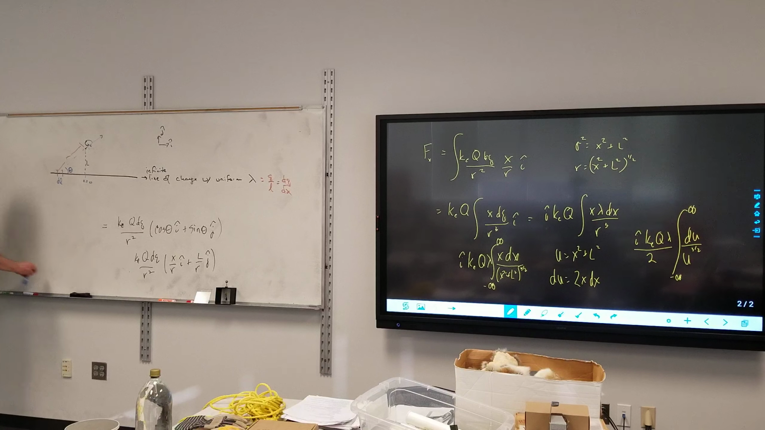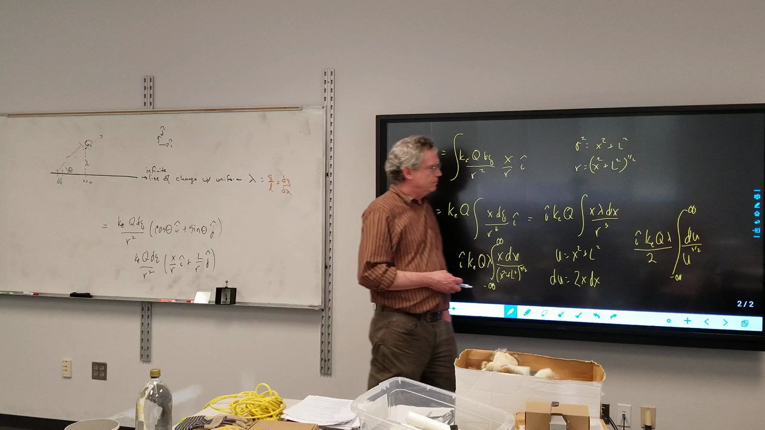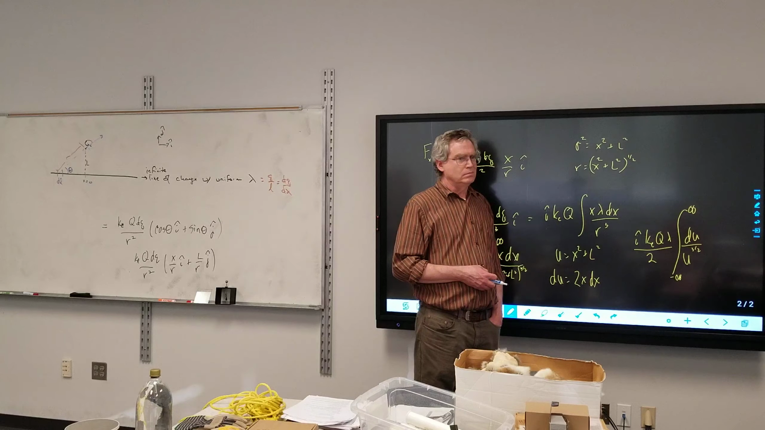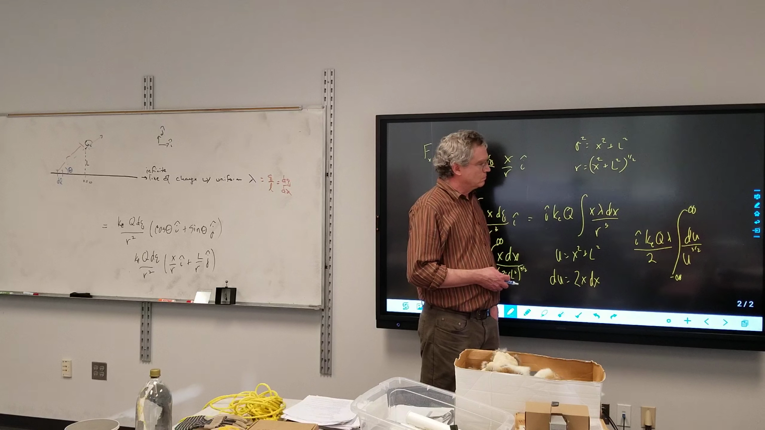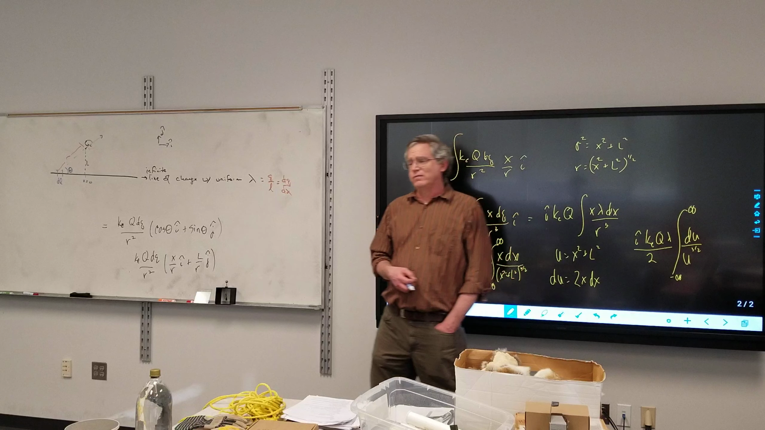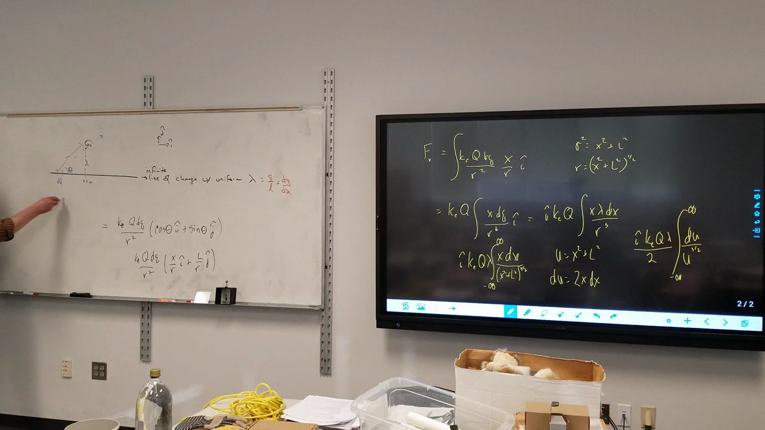Would it just be 0? Pardon? Would it just be 0? Why? Because it'll be 1 over u basically, and 1 over infinity is 0. Well, let's take it step by step. Find out if that's right or not. There's another way of approaching that also.